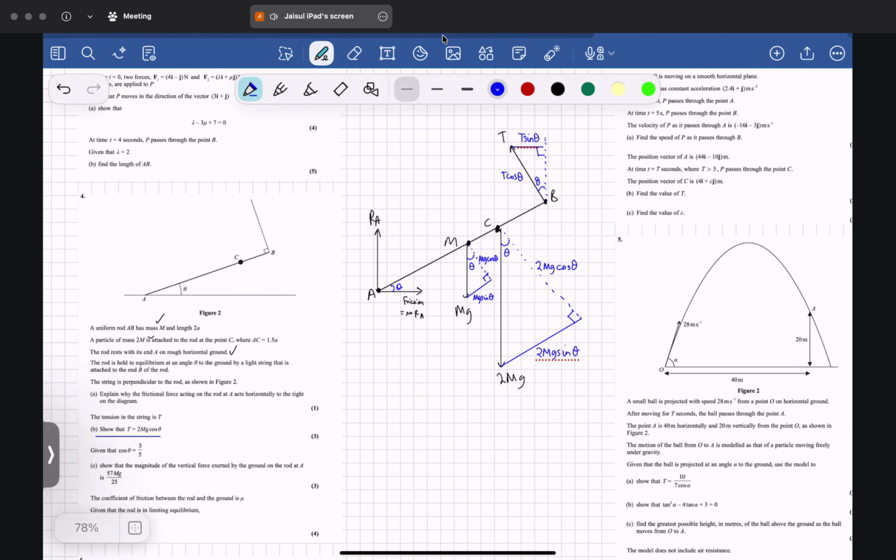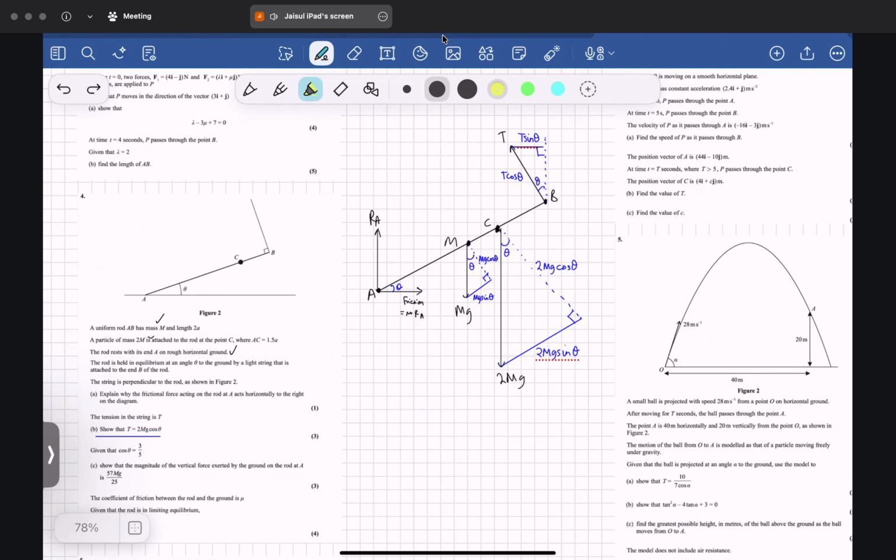T is equal to 2mg cos theta. So what do you think you want to do? Do you want to do forces or moments? Let me show you how I would do it. I would do it in my head and then decide. Going right, I've got friction. And going left, I've got this. I've got too many unknowns. I've got mu, RA, T, and theta as well. Both are perpendicular. So is it moments?